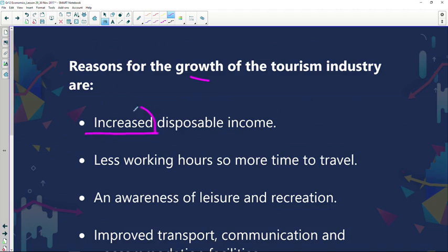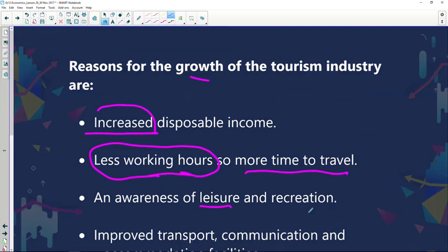So if there's an increase in the disposable income, that would encourage people to go on holiday, because they have that additional amount of money that they can actually spend going on a vacation. Less working hours, so more time to travel. So if you have less working hours, I'm sure we would all love that, and have more time to travel. So that sounds like a good plan. But people that have less working hours are actually in a position to travel more, because they've got more time in their hands, and therefore then they decide to venture out and gain some experience as well.